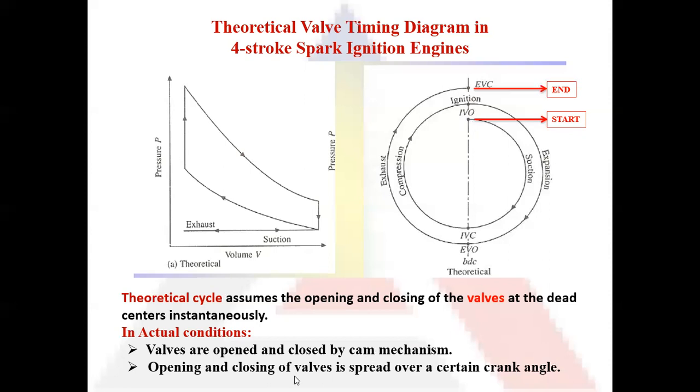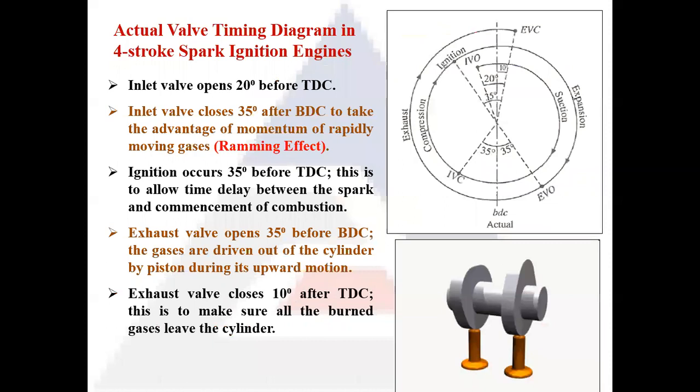Okay. So in actual conditions, valves open and close by a cam mechanism, and opening and closing of valves is spread over a certain crank angle. So it takes time for complete opening and closing of valves. So this means in actual working conditions, this valve timing diagram cannot be used. So we have to modify this valve timing diagram according to the actual working conditions.